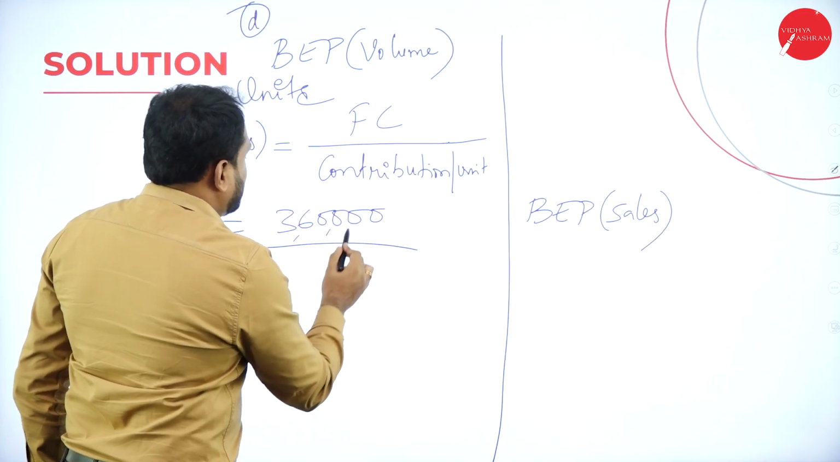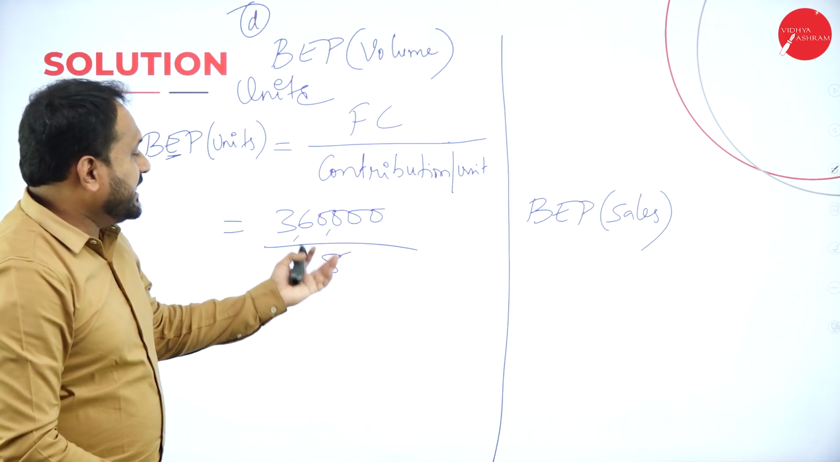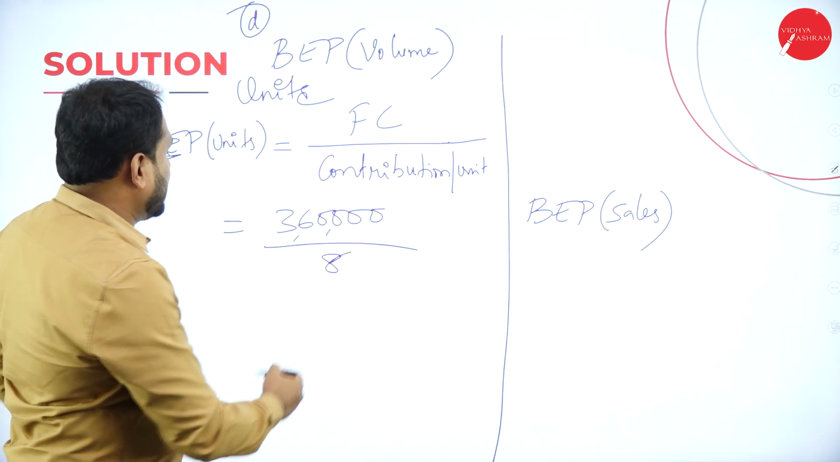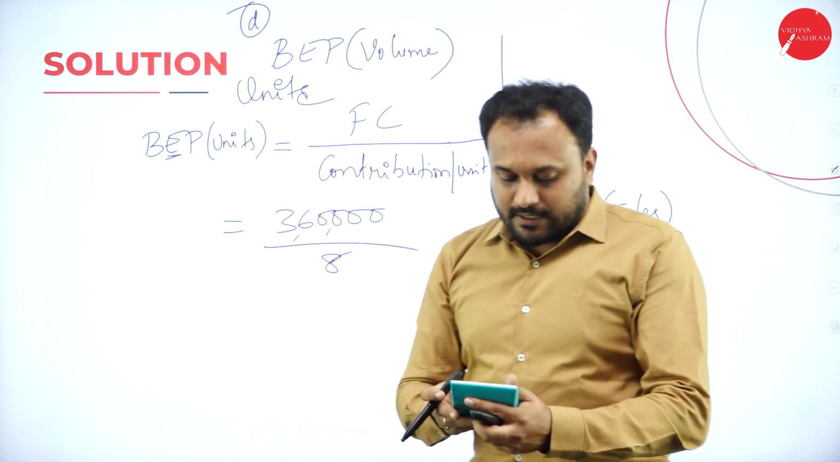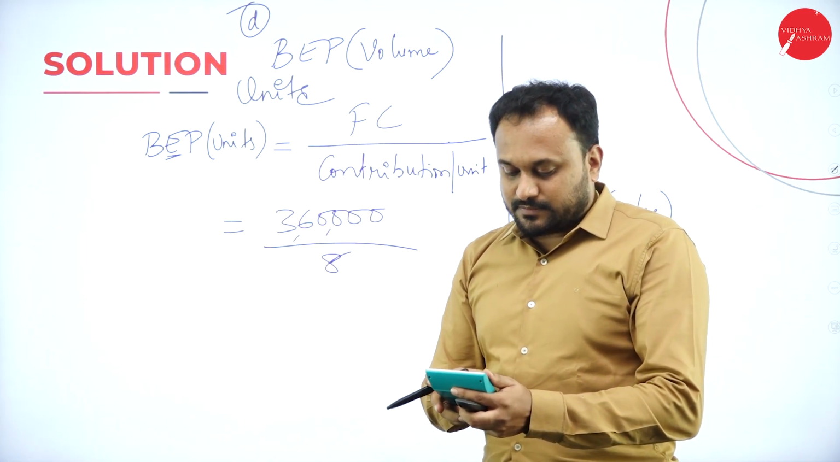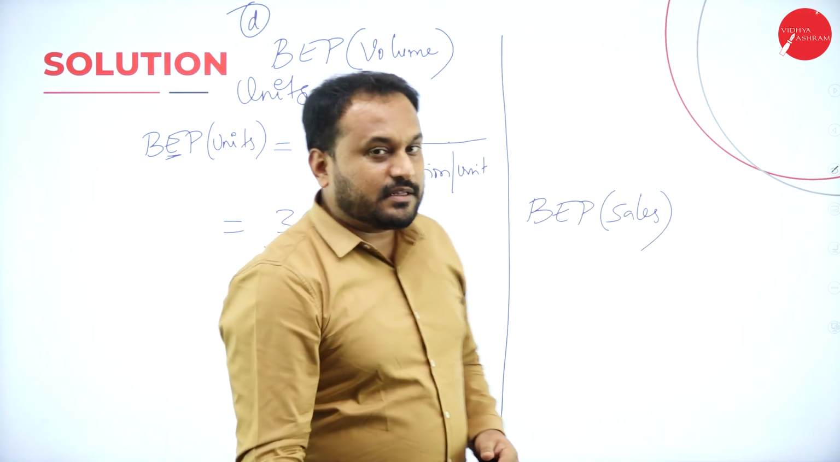3,60,000 divided by contribution is how much? 8 rupees. Now 3,60,000 divided by 8. Here, what should we do? Go with the calculator now. 3,60,000 divided by 8 is equal to 45,000.